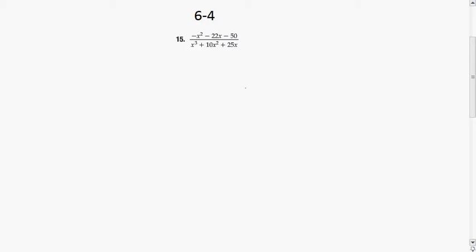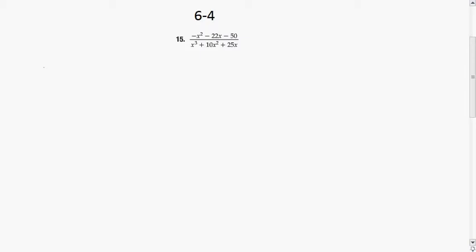So for this video, we're going to be using partial fraction decomposition with this number 15 in chapter 6.4. The first thing we'll do is check to make sure that the numerator has a smaller power than the denominator, and since this is a 2 and this is a 3, we're alright. If the numerator was greater than or equal to the bottom power, we'd have to do long division and just more steps, but we're good here.